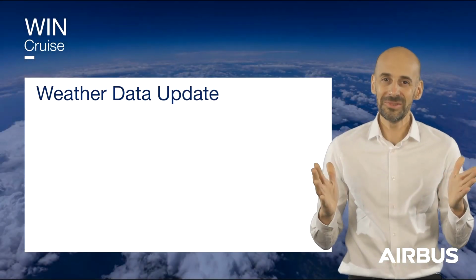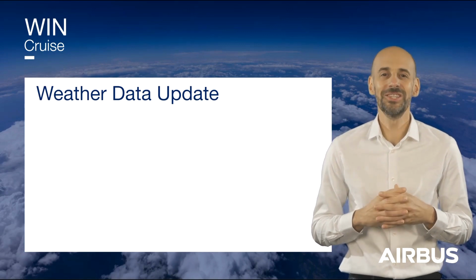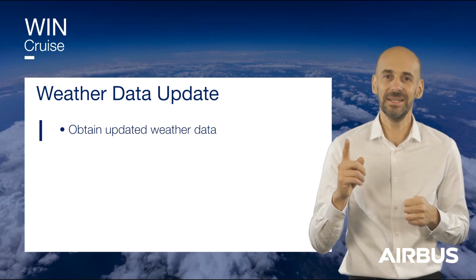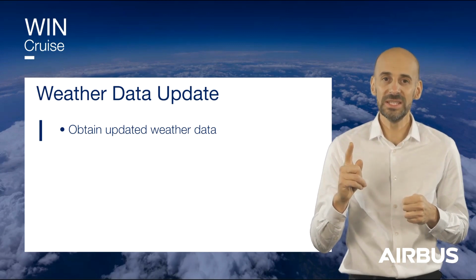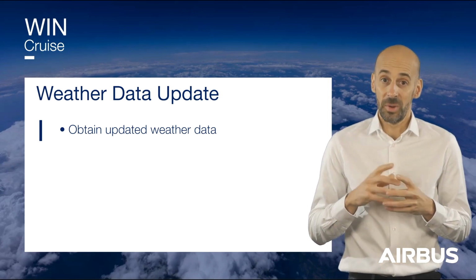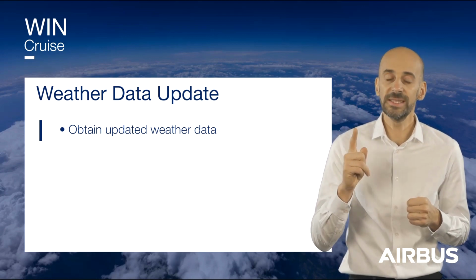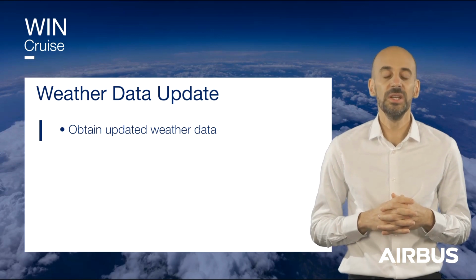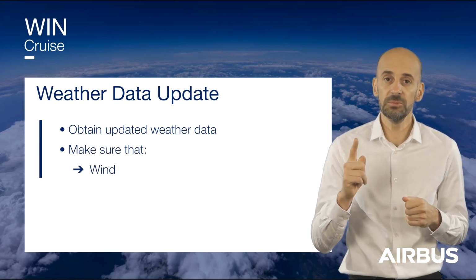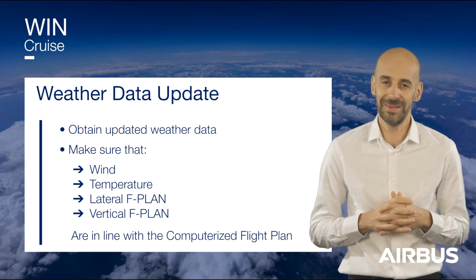So, what does the flight crew need to do? The flight crew should ensure that the latest weather data is downloaded without delay via ACARS, when available. When the aircraft reaches the cruise flight level, and at least before each step climb, the flight crew should ensure that the observed wind, temperature and flight plan agree with the computerized flight plan.